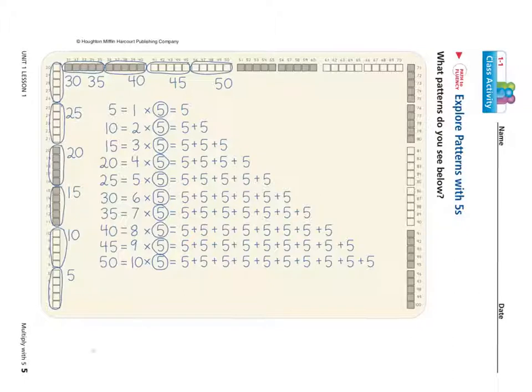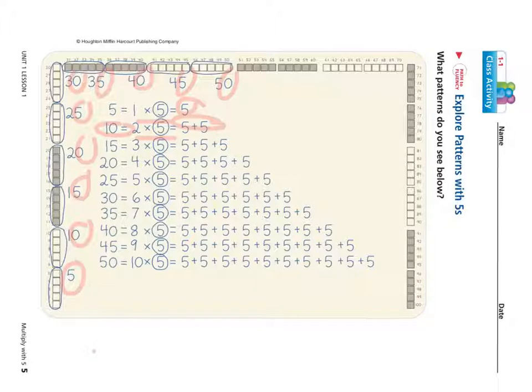Hopefully, some things that you noticed were, 1, that every number ends in a 5 or a 0. When we are skip counting by 5s, every answer ends in a 5 or a 0 when we start at 0. So one group of 5 is 5. Two groups of 5 is 2 5s and therefore is 10.